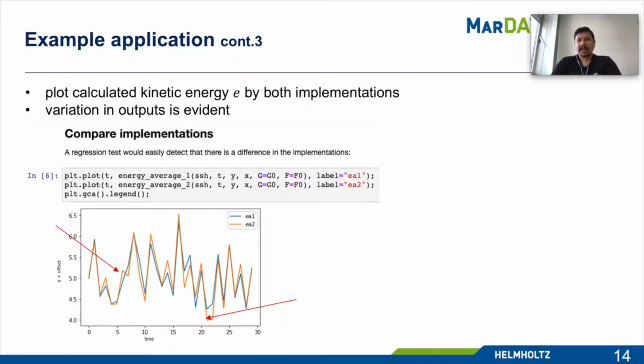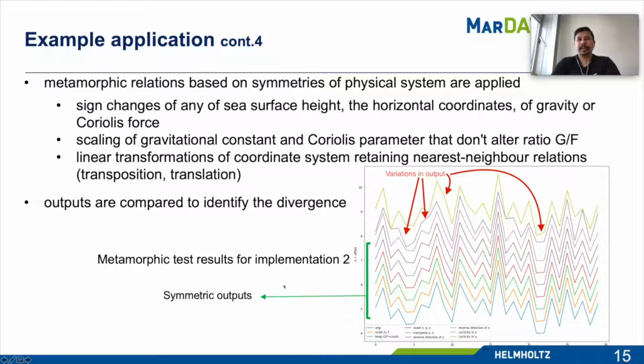We calculate the kinetic energy outputs for the two implementations of the function and superimpose them. The graph shows that both the outputs vary. To identify which implementation is correct, we apply a few manually identified metamorphic relations to uncover the error. From the graph, we observe that although most of the initial metamorphic relations have similar outputs, the cyclicity in x and y direction vary in output for implementation 2 of the function. This shows that the implementation 2 of the function has an error in handling cyclicity in the sample application.